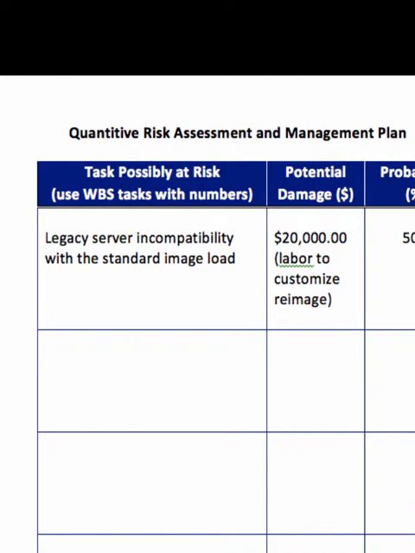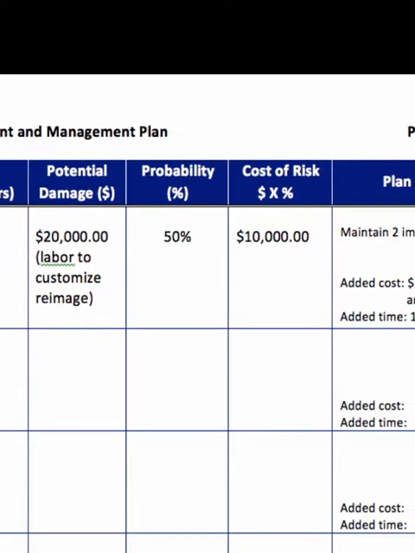So in our particular example here, we've got the legacy servers incompatibility with the standard image load. In other words, we're taking over some servers. We're incorporating them into our business, and the project is to bring them in seamlessly into the process. So we list that as a possibility that the images won't match. Our damages in that case are going to be about $20,000 in diagnosing the problem and then re-imaging the servers. Probability of that happening is about 50-50 because we haven't gotten an in-depth analysis, but we feel that it's pretty likely. It could go either way.